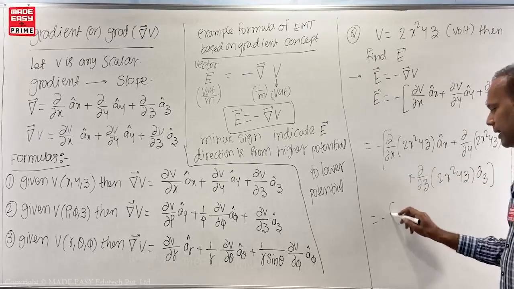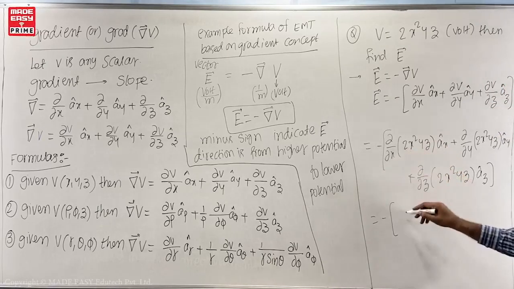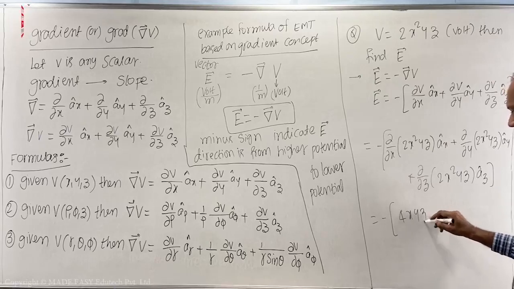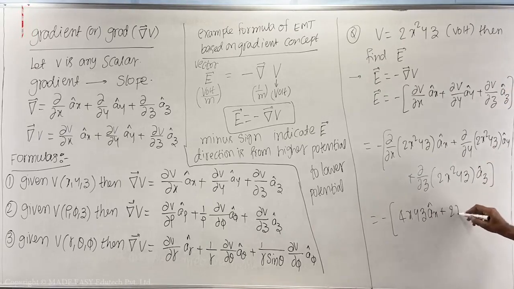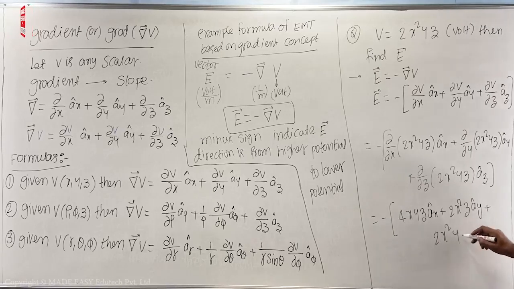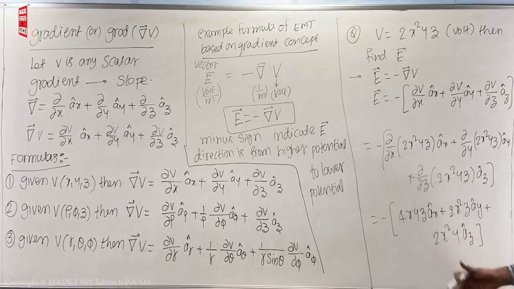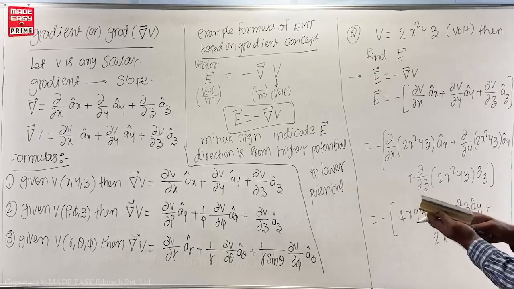So that is equal to minus of, partial differentiation with x means here you get 2x, so 4xyz Ax cap. Partial differentiation with y means d by dy of y is 1, so 2x square z Ay, plus d by dz of this is 2x square y Az cap. This is the answer.